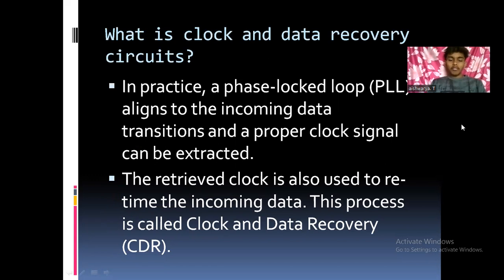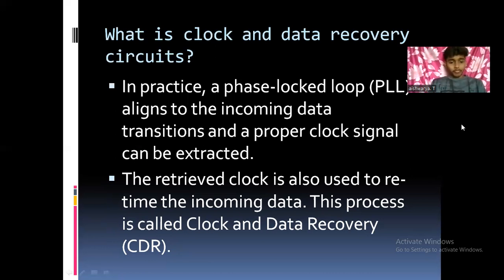Practically, we can say that a phase locked loop aligns to the incoming data transition and a proper clock signal can be extracted. We have seen many perspectives of these clock and data recovery circuits in our past laboratory and previous classes. This is the main motto of clock and data recovery: how we can phase-align the clock loop to the incoming data transition so that a proper clock signal can be extracted.